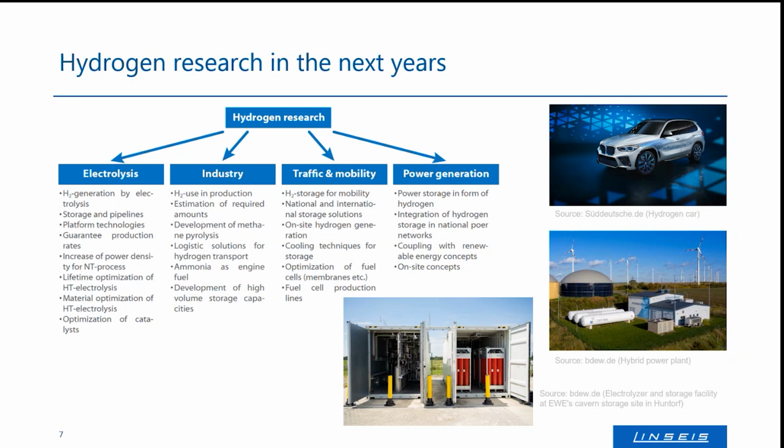And as a last field, there is the power generation. So the back transfer from chemically bound power into real electrical power, electrical energy. What is the loss rate? How can this be optimized? How can the hydrogen storage be integrated in national power networks? How can it be coupled with renewable energy concepts in general?